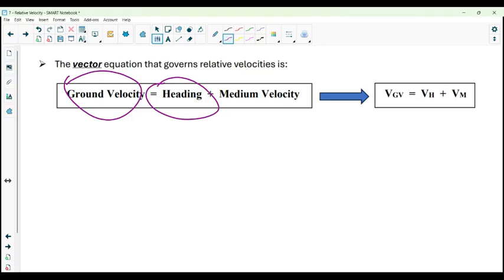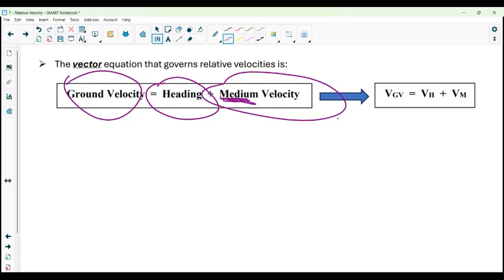Think about that boat in the simulation. It might be pointed a little bit upstream, but when you add the vectors together, it's actually moving a little bit downstream because it doesn't beat the current. So heading is where our thing is pointed. Our medium velocity, medium is the stuff it's moving in, so that would be the current of the river.